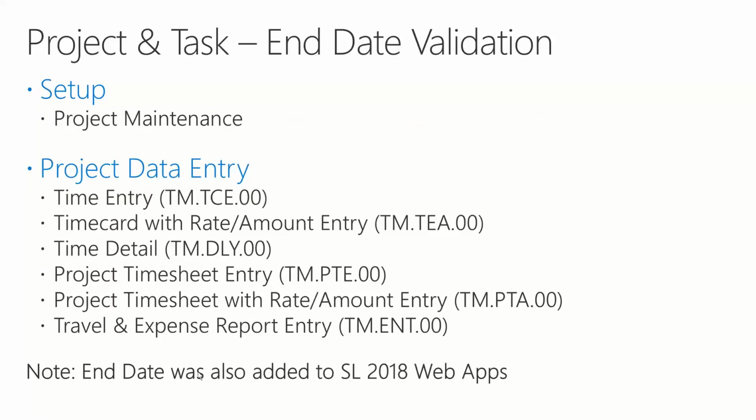So where does this happen? Again, you set it up that you want to turn on in each project maintenance, you can turn it on. Some projects you might want to have it on. Some you say, Jeff, we don't need this. Perfectly fine. Where it's impacting initially is in time card entry, project timesheet entry, travel and expense. It also works the same in web apps. So if you've got the latest versions of web apps with 2018, that will also work with them as well.